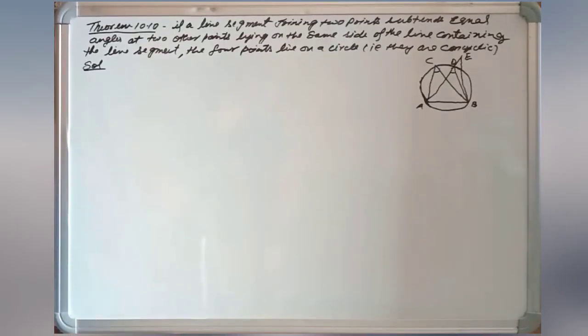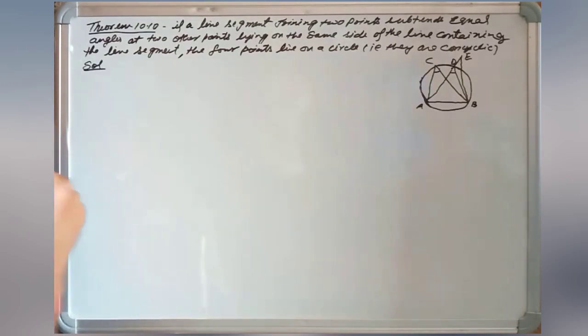Hello students. Today I will start theorem 10.10. The statement of theorem 10.10 is: if a line segment joining two points subtends equal angles at two other points lying on the same side of the line containing the line segment, the four points lie on a circle, that is, they are concyclic. So students, the meaning of concyclic is if the four points of any quadrilateral are on the circle, then this quadrilateral is called concyclic.